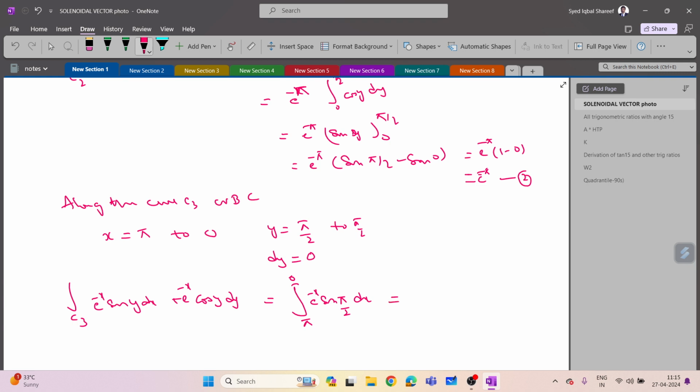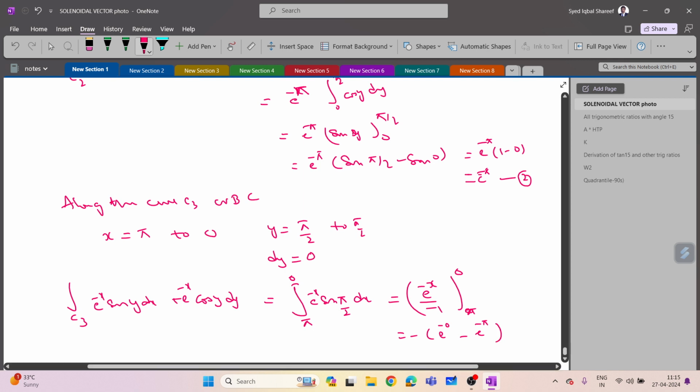Sin 90 is 1. So we are left with only e to the power of minus x by minus 1, pi by 2 to 0. So if we take minus e to the power of minus 0, e to the power of minus pi. You see, this is e to the power of minus pi.